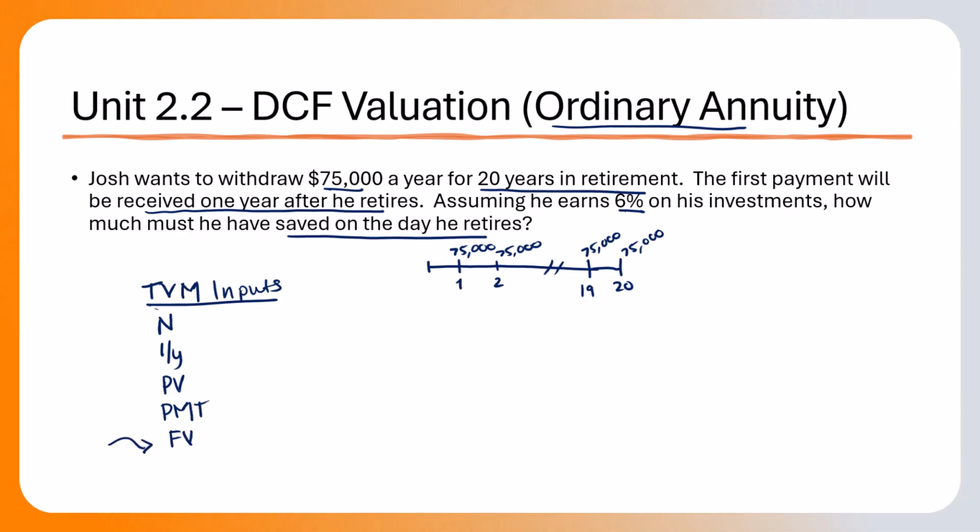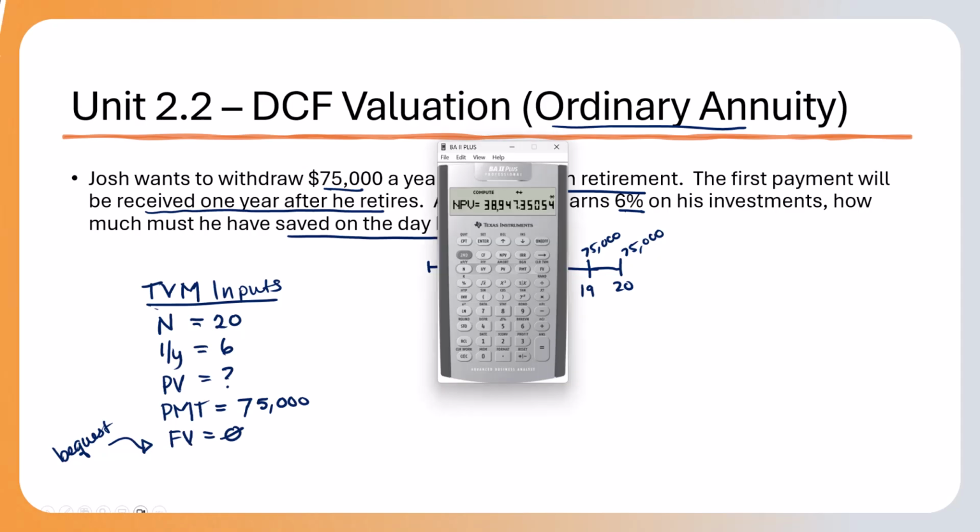In a retirement situation, if he doesn't withdraw everything, he might have what we would refer to as a bequest. He might have money to leave to his heirs, but in this problem that was not specified, so we'll just assume that the future value is 0. He's going to receive cash inflow $75,000 each year for 20 years, and his investments earn 6%. The question is, how much must he have saved on the day he retires so that he can achieve this?